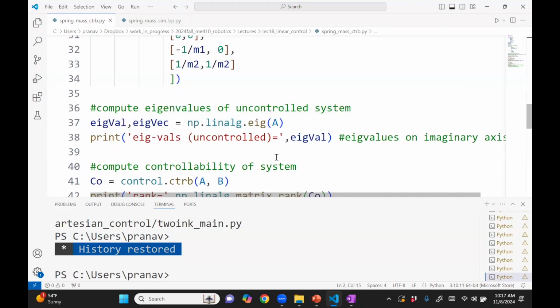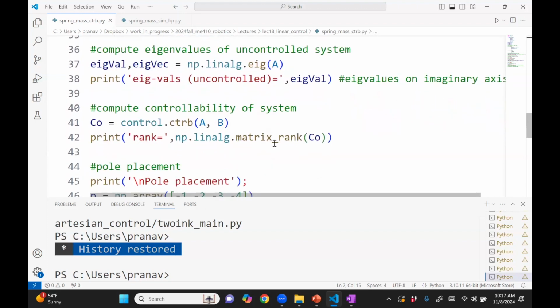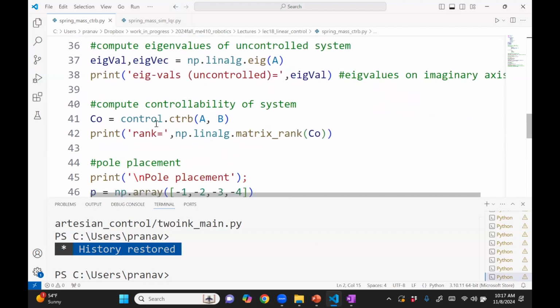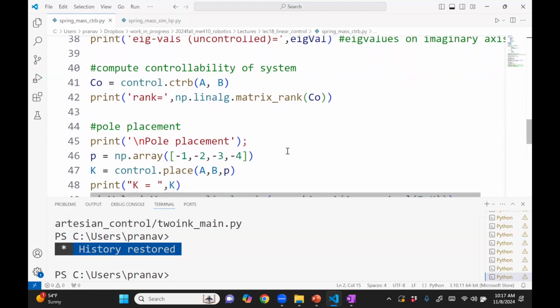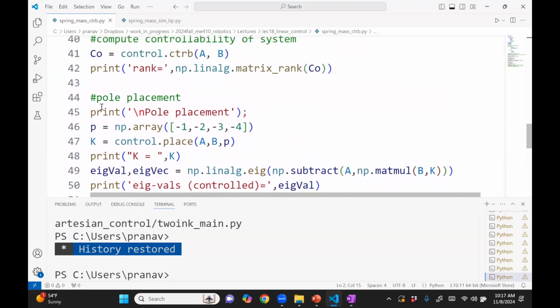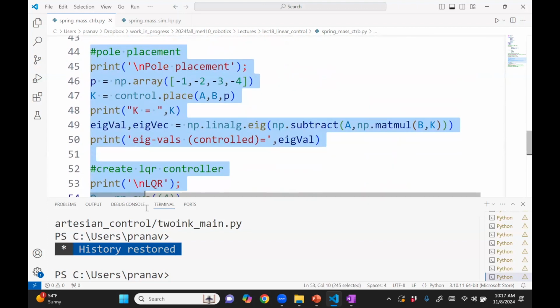So I said, how do you check if the system is controllable or not? You check the eigenvalues, so it'll do that. Then I find the controllability matrix, using ctrb. And then I find the rank of the matrix. Okay, so there's some extra stuff which we can ignore for now.